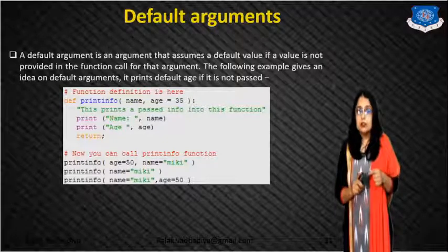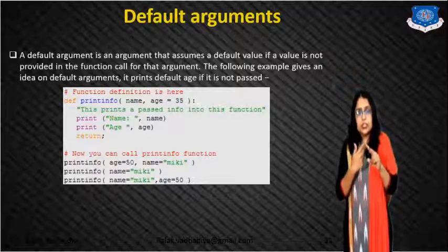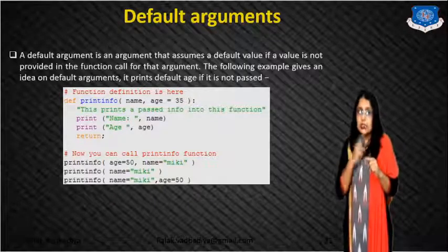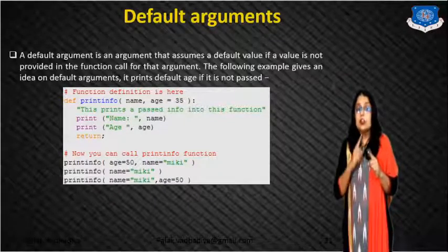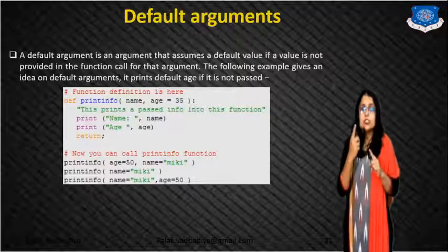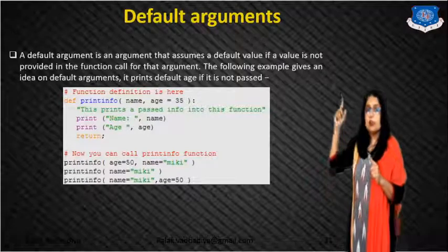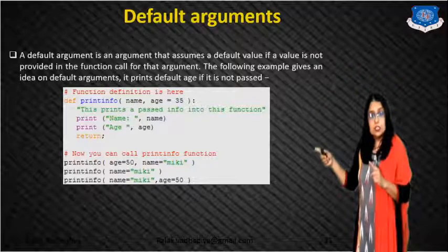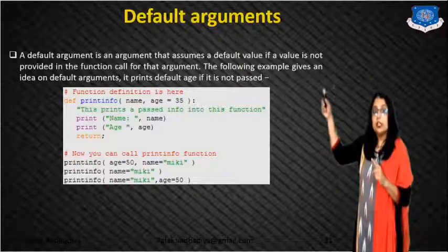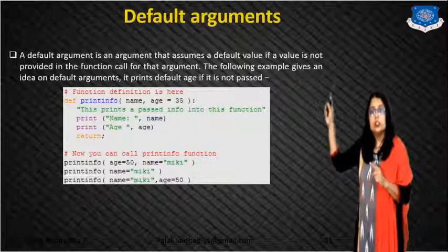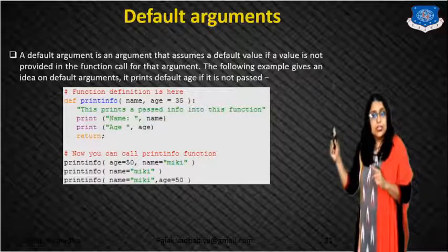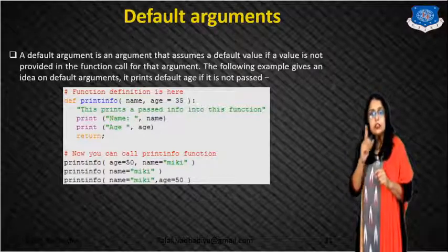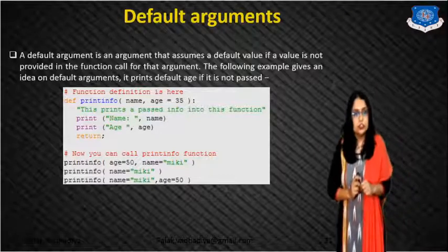In the first line, see, I have not maintained the order: age equal to 50, name equal to Mickey. In the second line, I have provided only the name. So, by default, it will consider age equal to 35 because that is declared in the function. And in the first line, age equal to 50, so it will take the value 50, not 35. It takes the 35 when you are not declaring the value related to age.